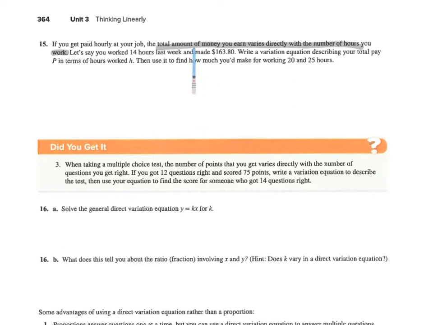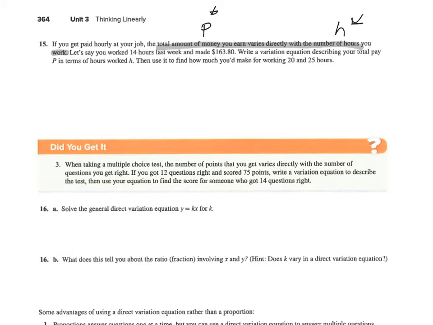Okay, so it looks like total amount of money you earn varies directly with the number of hours, and they asked us to use P for our total pay and H for the number of hours worked. So that being said, total amount of money varies directly with the number of hours worked. So those are our two quantities that vary directly. And then step 2 on page 363 says note which is the input and which is the output. So it looks like H is our input, P is our output.